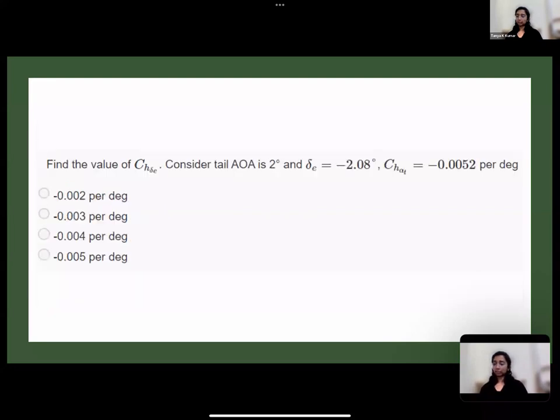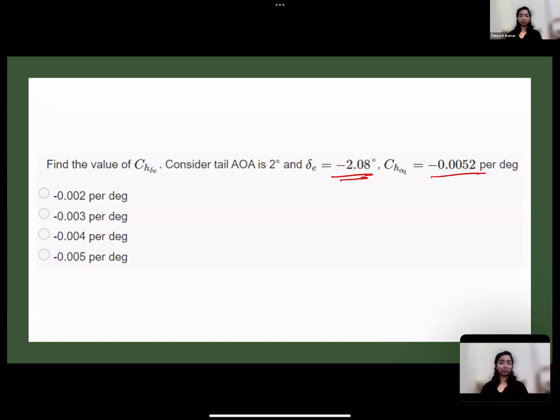Find the value of CH delta E considering angle of attack at tail to be 2 degrees, delta E minus 2.08 degrees, CH alpha tail 0.052 per degree. Again, you can see it's all negative and your answers are also given in all negative, right? Now delta E minus 2.08, is delta E up or down? Elevator deflected up, down, which one? Up. Can you solve this question?